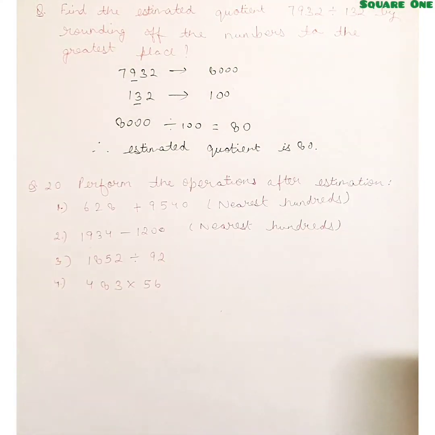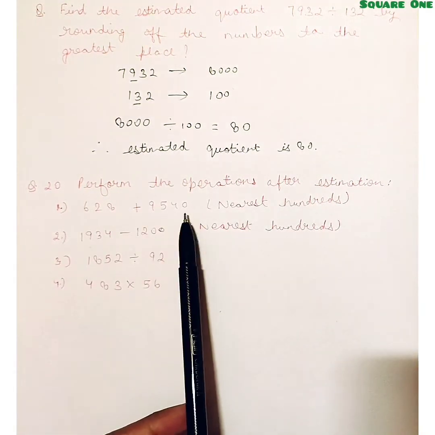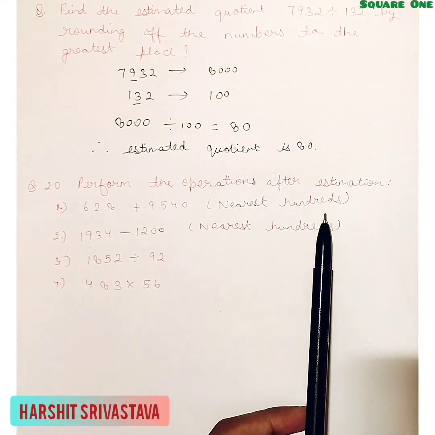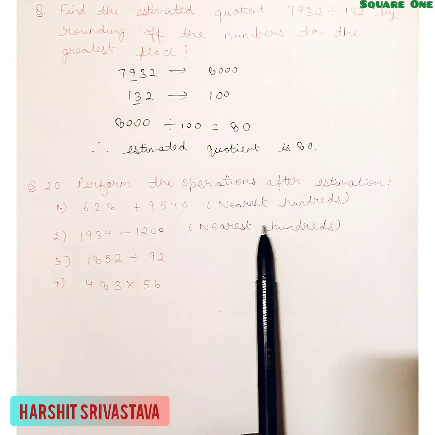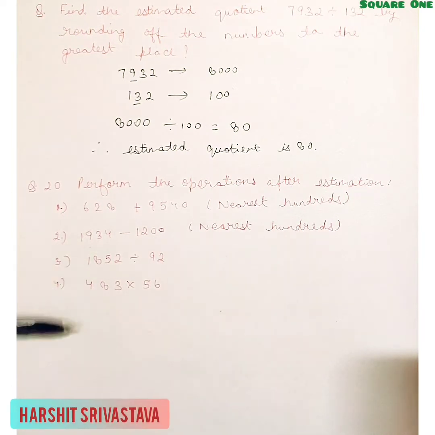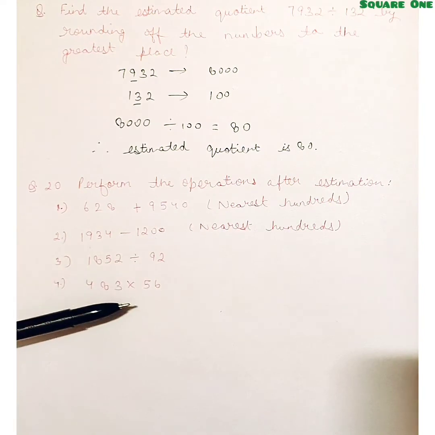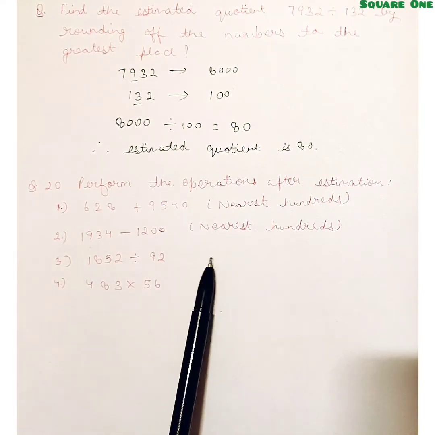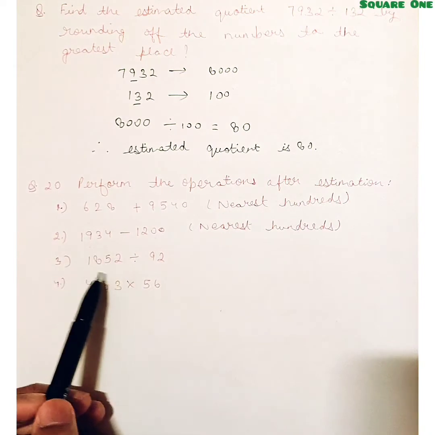Here I have given you a few questions for practice. Perform the operations after estimation. 628 plus 950, round off to nearest hundreds. 1934 minus 1200. In this you have to round off to nearest hundreds again. Then next we have 1852 divided by 92 and 483 multiplied by 56. But you are not given any conditions. So you round it off to whichever place you find best, or simply round off to the nearest greatest place of each number.